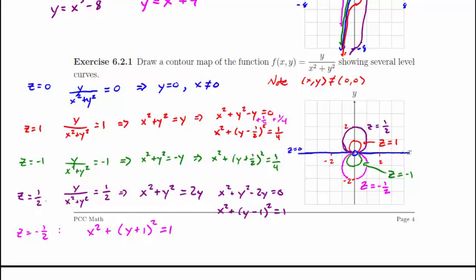If z equals 1/2, then I get y over x squared plus y squared equals 1/2, which implies that x squared plus y squared equals 2y. We do some rearranging. We get x squared plus (y minus 1) squared equals 1. This gives me a circle of radius 1 that shifted up 1. So we have my dark purple circle here on the graph. Gives me when z equals 1/2.